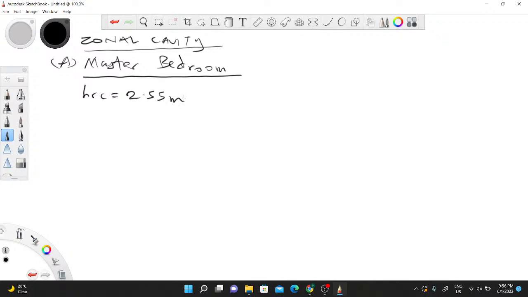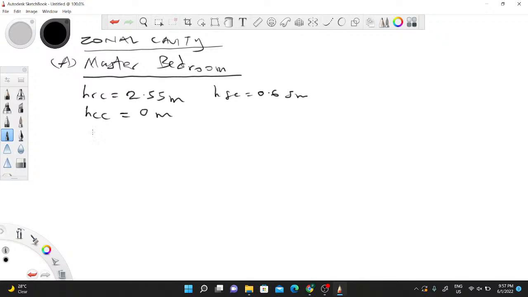Now for the master bedroom, we found the room cavity to be 2.55. They didn't mention the ceiling cavity, so we assume that all the lamps are fed directly to the ceiling. So our ceiling cavity is 0 meters. We also know our floor cavity to be 0.65 meters.